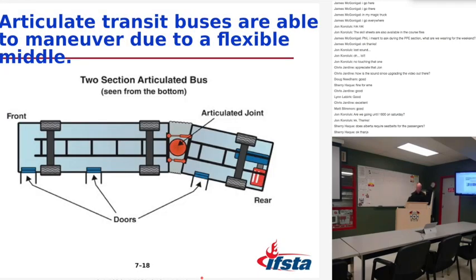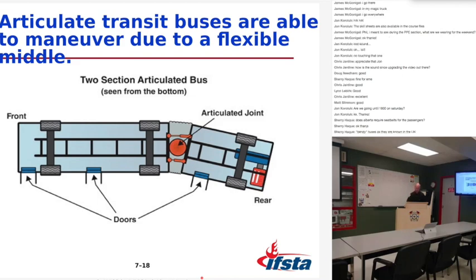Articulated transit buses. I don't know if we've all seen these. Certainly, metropolitan areas have lots of these. They're used to reduce frequency of bus services because they can carry more people. They can carry more people because they maneuver because of a flexible middle: a tractor trailer section connected by a pivoting joint, enclosed by large bellow-like seals.